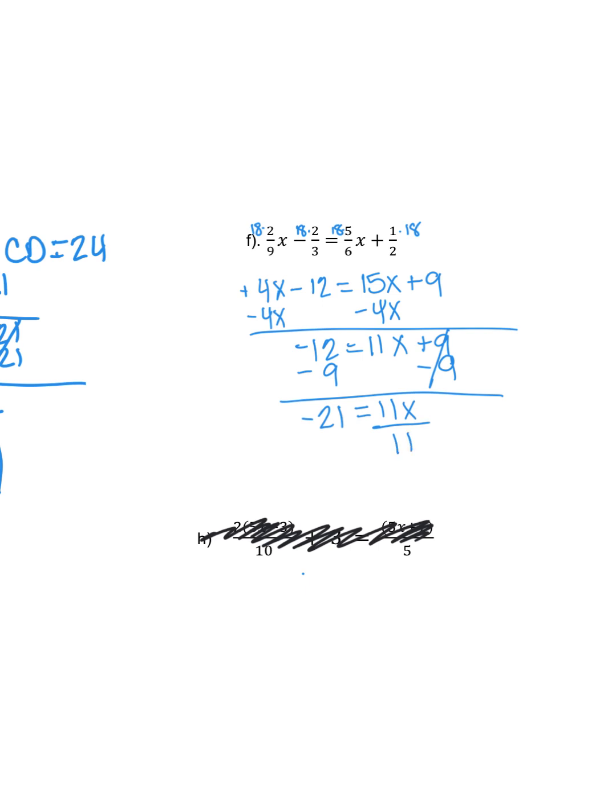Divide out that 11 on both sides. Now we have x equals negative 21 over 11. And yes, this fraction is simplified all the way down, so we can leave it as is.